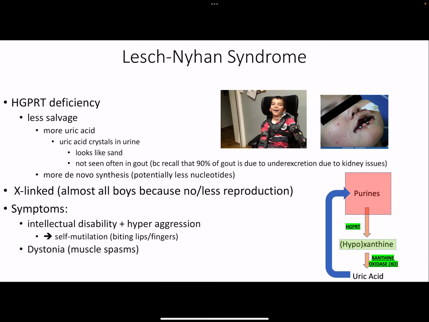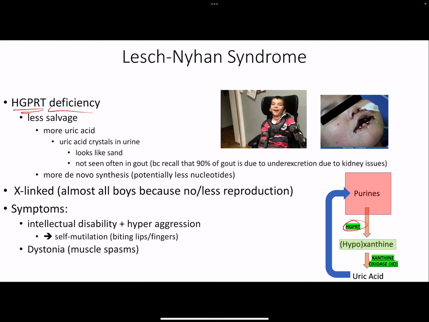Lesch-Nyhan syndrome, so an HGPRT deficiency, so we see this right here. If this is inhibited, you know what, this actually should be over here. It's in the wrong spot, HGPRT. Boom, it's right there. So it's part of the salvage, right? Purines are broken down to hypoxanthine, which is broken down into xanthine, which is then broken down into uric acid. Uric acid can be recycled via HGPRT. If we do not have this, you cannot recycle, which means you have more uric acid.